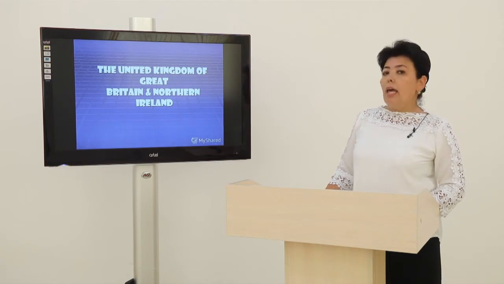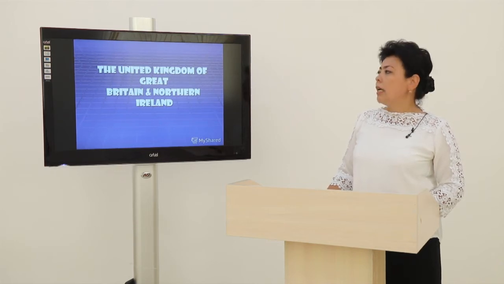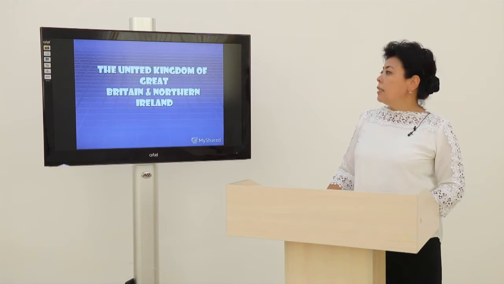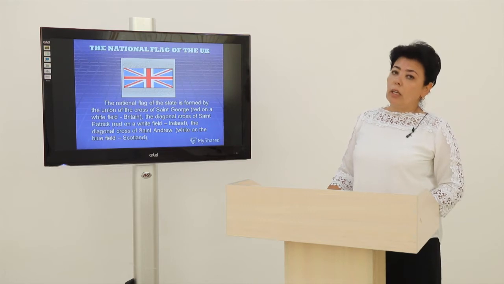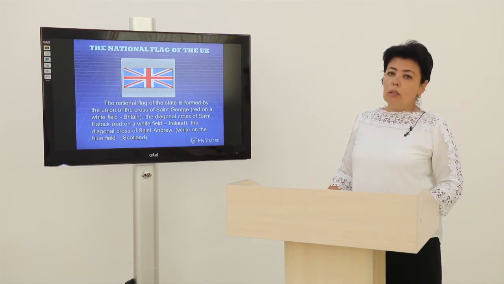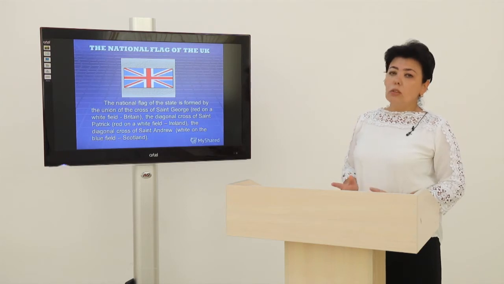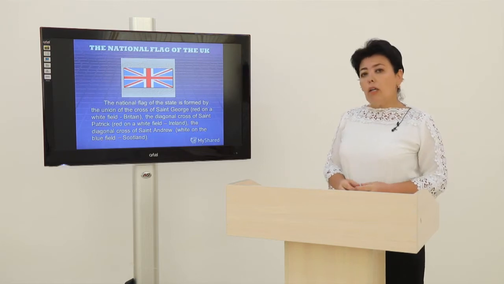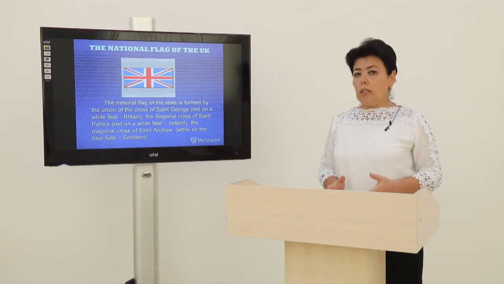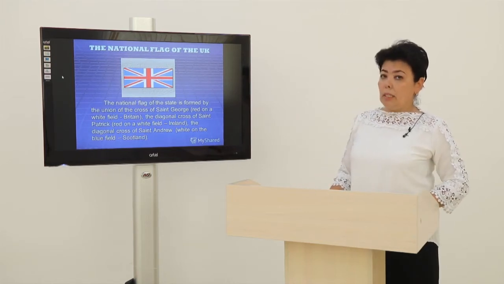So my first question for you: what kind of country is the United Kingdom of Great Britain and Northern Ireland? Can we say it's a federal republic, or a monarchy, or a constitutional parliament? Our first answer: the United Kingdom of Great Britain is a monarchy. Why a monarchy? When we learn the history, we know that a monarchy is when the head of the state is the queen. The queen does not rule the government, but she reigns. The government is ruled by the prime minister.